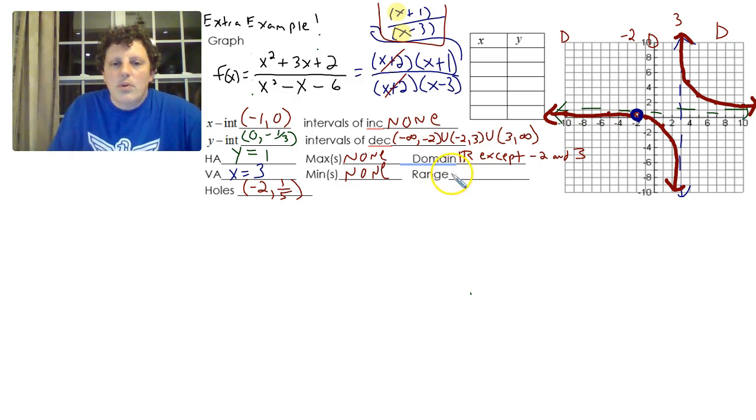The same thing is true for the range. It's all real numbers because we've got these arrows down and up, except there's a few places where the range does not exist, where there's a limit on the range. That would be the y value of the hole, which was 1/5. And it would be the y value of the asymptote, which was +1. So all y values are possible except 1/5 and +1 in this example.